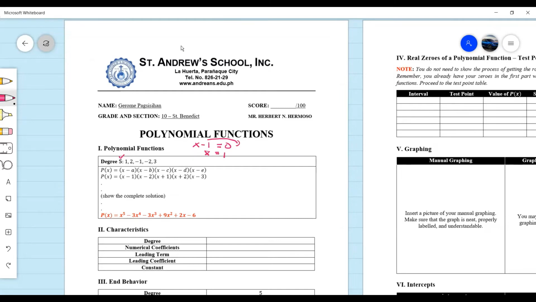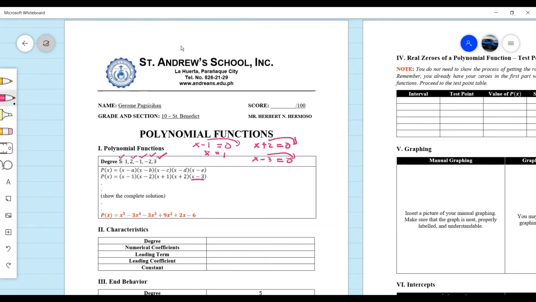Then we have x minus 2, because when you transpose that, that is positive 2. Then x plus 1, when you transpose that, that is negative 1. x plus 2, when you equate that to 0 and transpose, this becomes negative 2. Next is x minus 3. When you transpose that, that is equal to positive 3. So these are the roots, or the solutions, or the zeros.